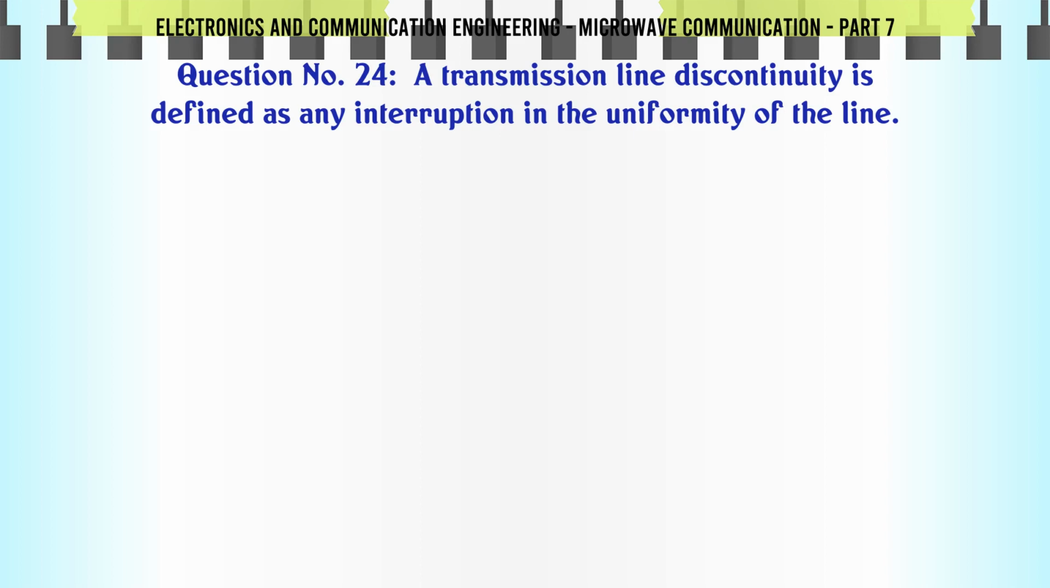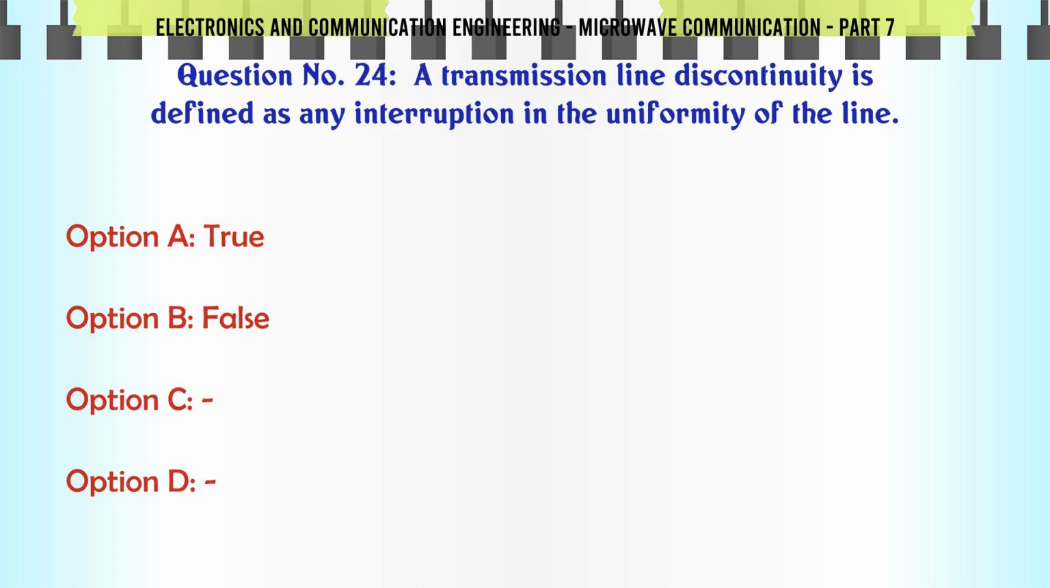A transmission line discontinuity is defined as any interruption in the uniformity of the line. A. True, B. False, C.